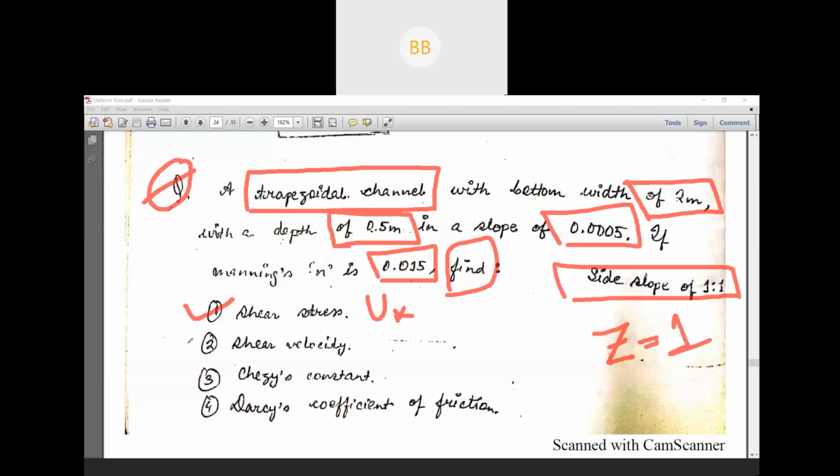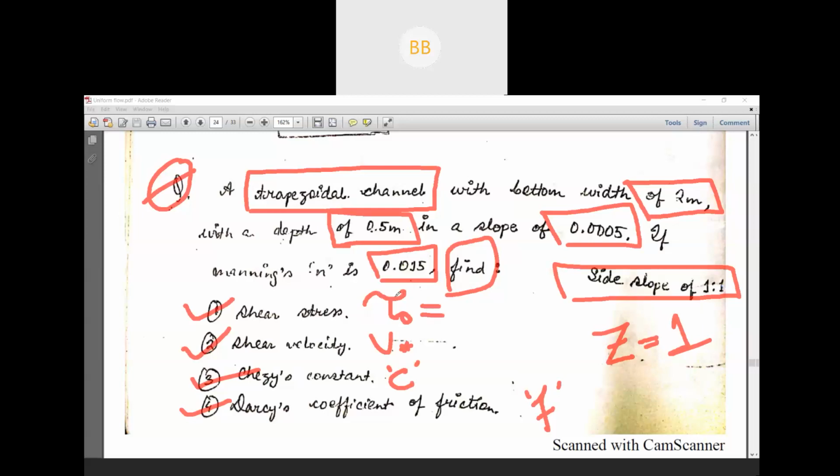Sorry, shear stress is not U star, it's tau. Shear stress, tau not. Then you need to find out shear velocity, that is your U star. Then we need to find out Chezy's constant. Then Darcy's coefficient of friction, that is f.